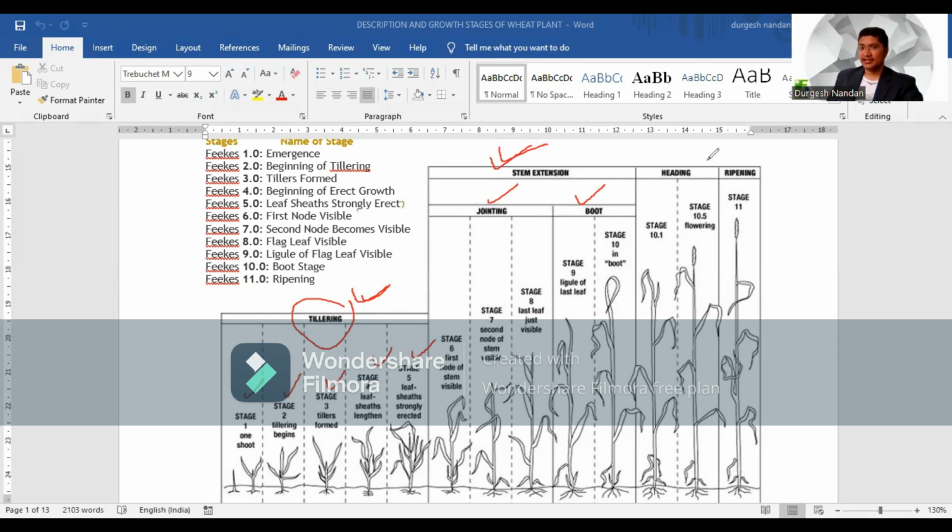After that comes the heading stage, where the head starts to form, after the stem the peduncle is seen, and in the peduncle the head starts emerging, or flowering. So the flowering stage or head-making stage is known as the heading stage. And when the flower is matured, it goes into the grain filling stage, the milking stage, and after that the dough stage. All of these are known as the ripening stage. So these are the growing stages of the wheat plant.